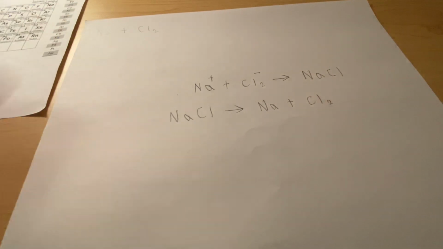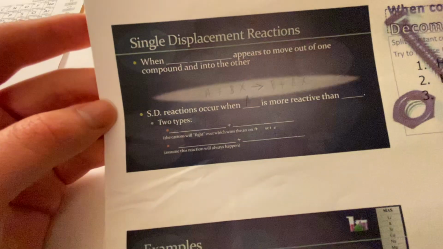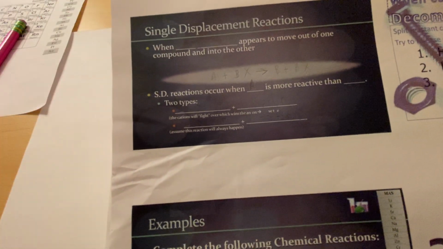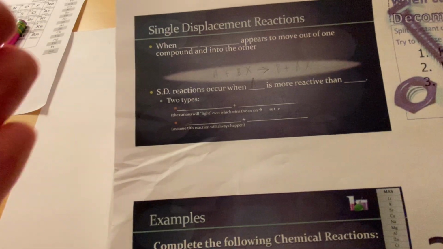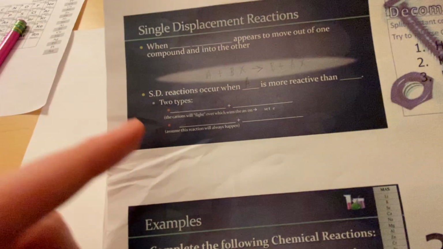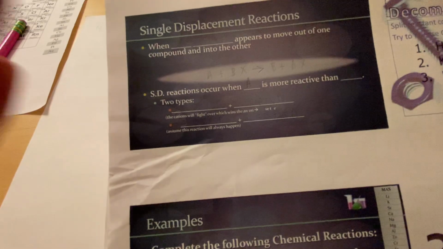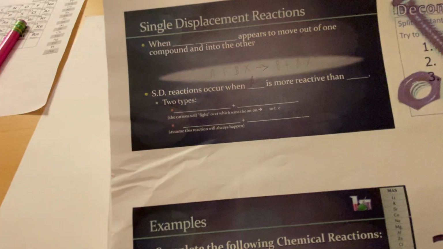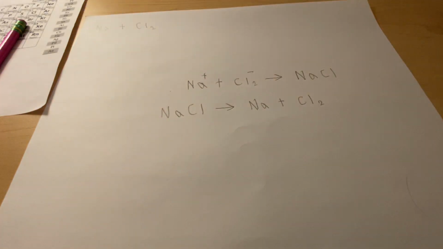Oh wait, no, maybe I should read the full thing first. Okay, I'll start over. A single displacement reaction is when one particle appears to move out of one compound and into the other, all right? Single displacement reactions occur when A is more reactive than B. That's referring to this algebraic example. Don't worry about that. So the 2 types of single displacement reactions are when you have 2 cations competing for 1 anion, or 2 anions competing for 1 cation, all right?